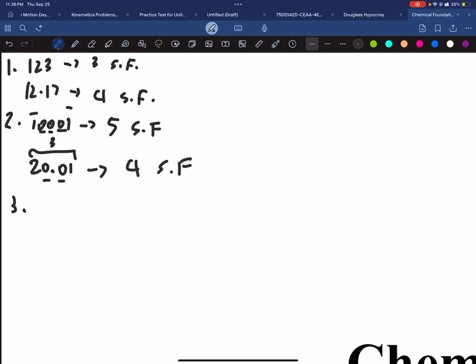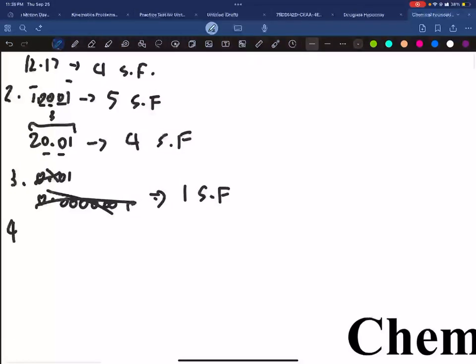Number 3, any zeros in the front do not count, also known as leading zeros. 0.01 and 0.000001. These zeros in the front do not count at all. So only 1 is left for both of them, which means both of them have 1 significant figure. Number 4, any scientific notation can be ignored. For example, 10 to the power of 3, those can be ignored. And these have 2 significant figures, so that just becomes 2 significant figures.